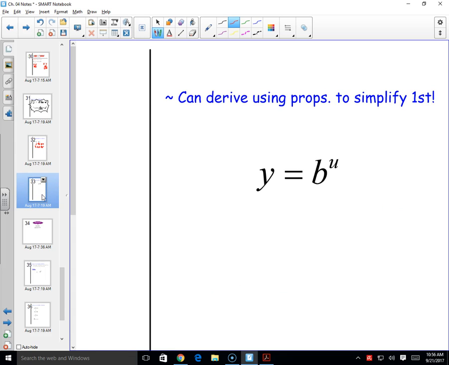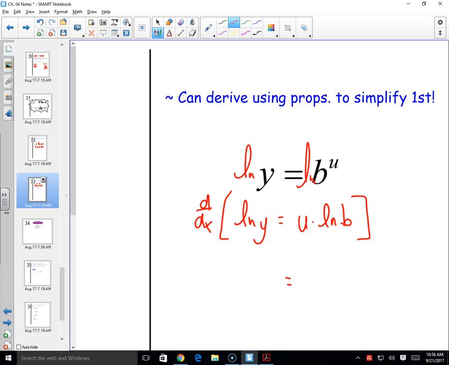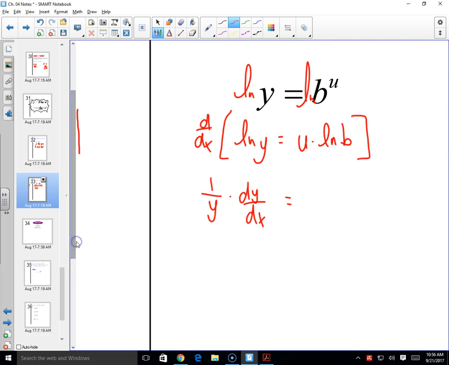How do we find the derivative of b to the u? You memorized it. Or take the log: ln y equals u ln of b. Then 1 over y dy/dx is equal to ln of b times u prime, since ln of b is just a constant. So I would solve for dy/dx by moving y to the other side, so dy/dx equals y times ln of b times u prime.